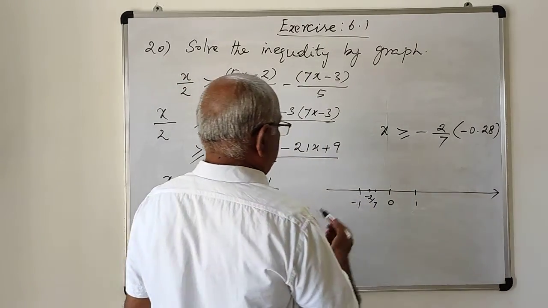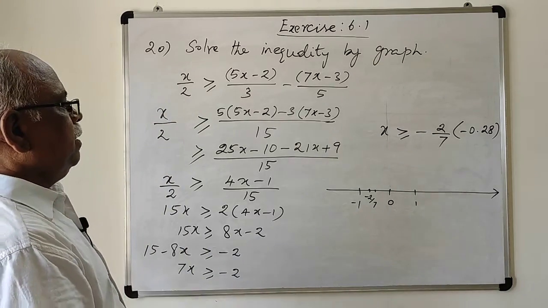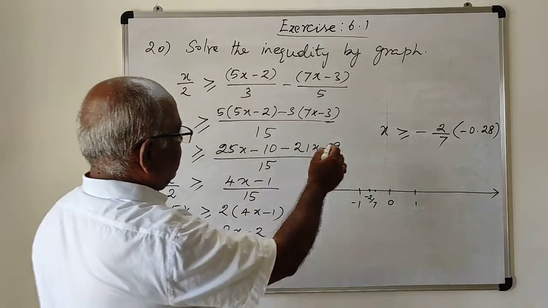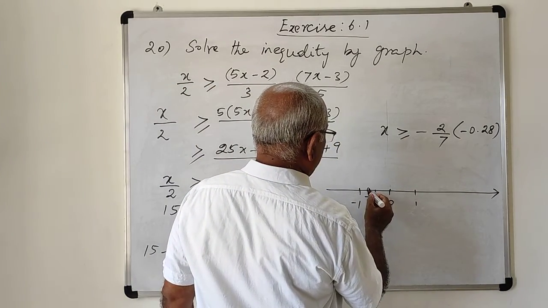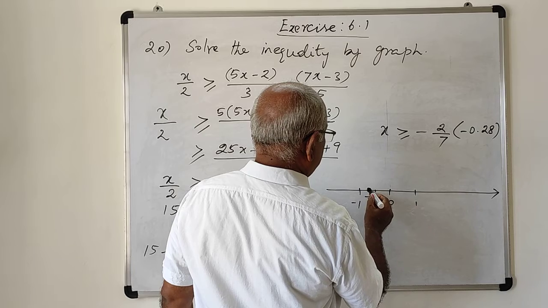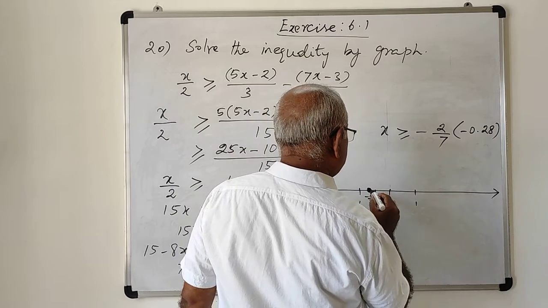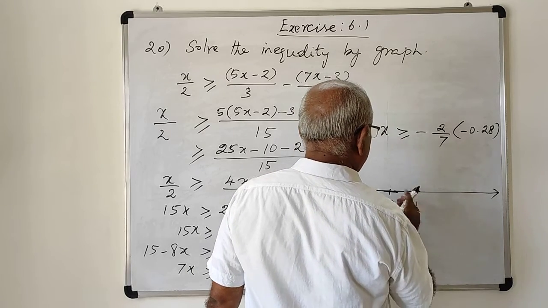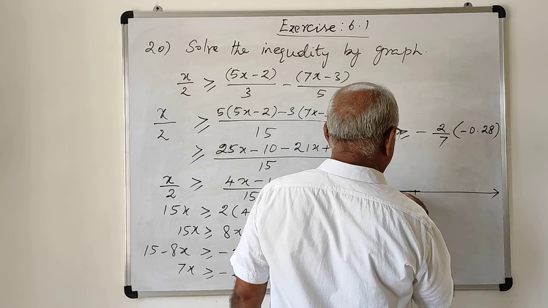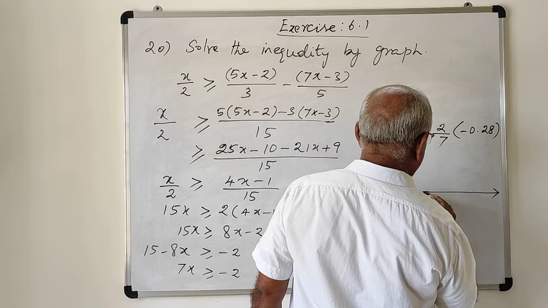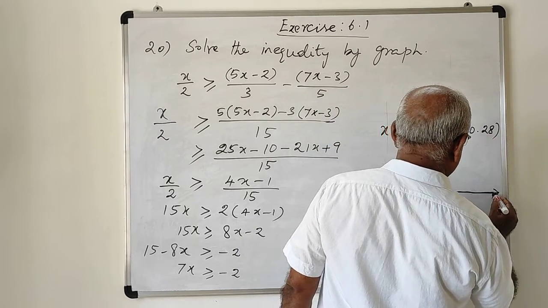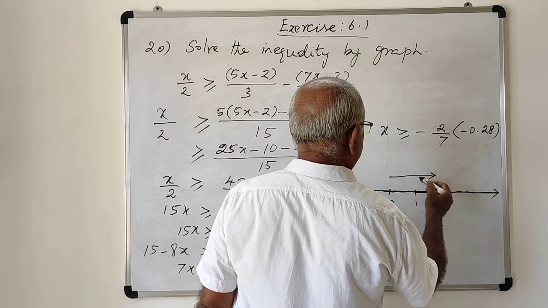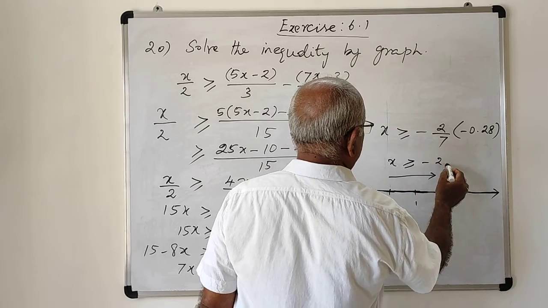See, this is greater than or equal to. That means you have to consider the point minus 2 by 7 also, and in the direction of the right hand side. This is the graph. You have to draw it as a bold line. That's all. This is the graph, which on the right hand side is x greater than or equal to minus 2 by 7.